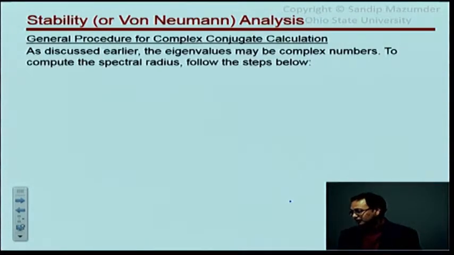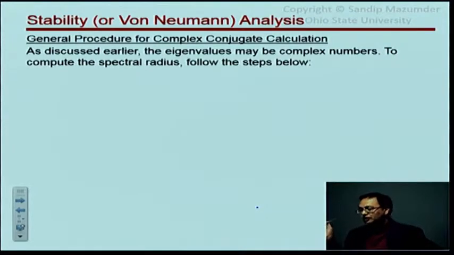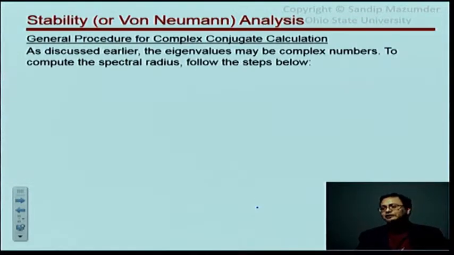So here is the last slide. This is sort of a miscellaneous slide I have for the general procedure for complex conjugate calculations. Now, many of you have fancy calculators now. In my time, I never had calculators that could process complex numbers, but now you do. So if you have a calculator like that, feel free to use it and crunch out your numbers. You don't have to go through this.